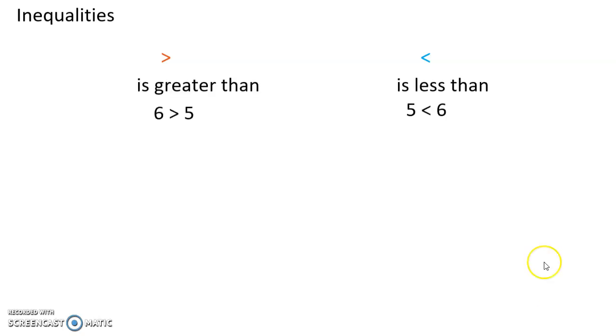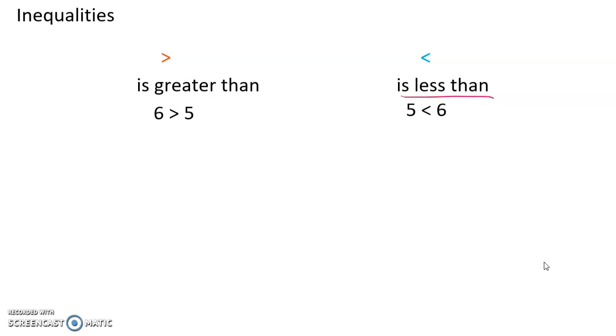In this video, we'll talk about some common inequalities. We'll start from these two. The red one on the left is called greater than, and the blue one on the right is less than. One example with greater than is 6 is greater than 5. And one example with less than is 5 is less than 6.